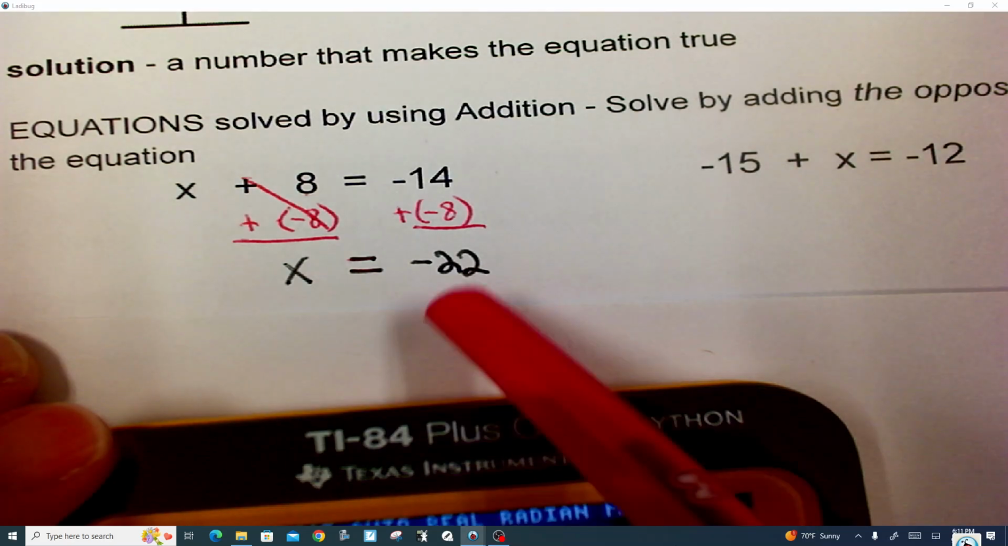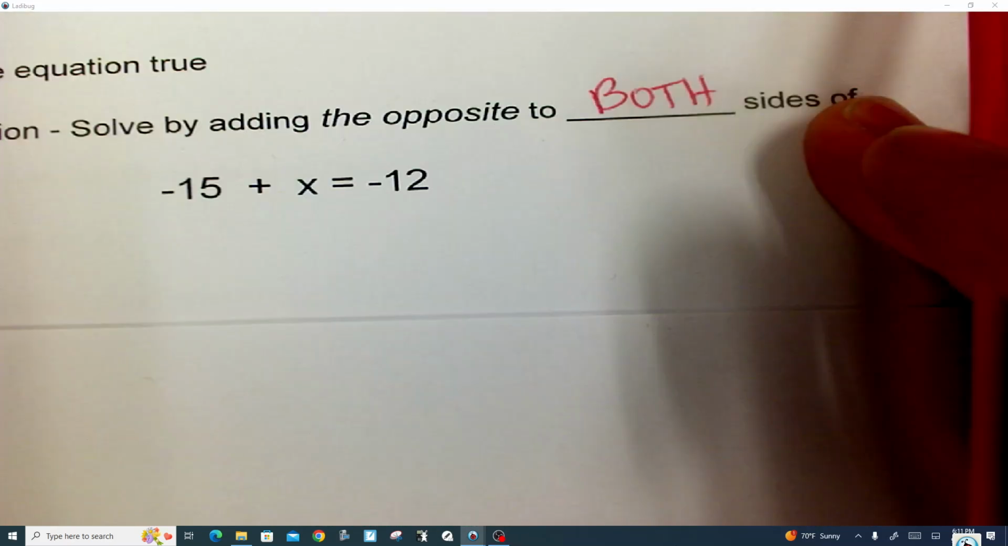And I would have said, oh, I've made a mistake. So that's how we check it. Let's come over here to this one.